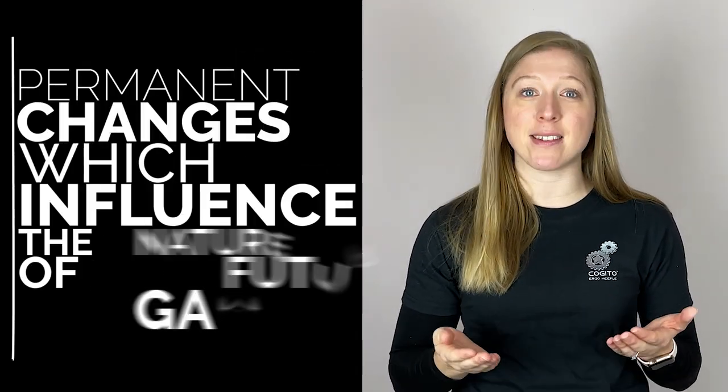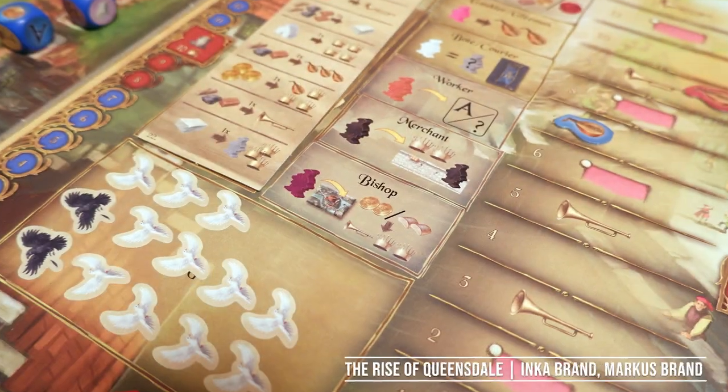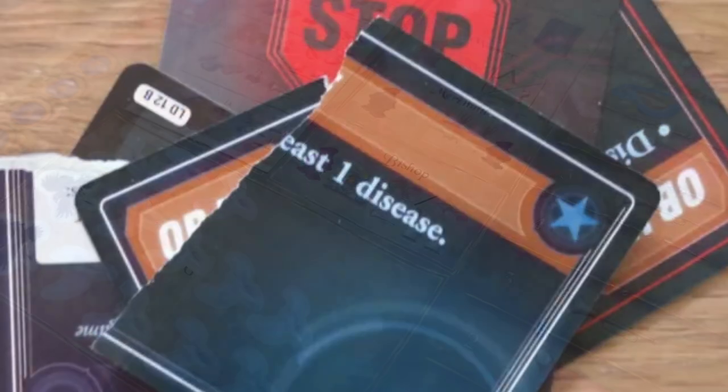So, what is a Legacy game? Legacy as a mechanic is actually fairly simple to define. Legacy games are those which have permanent changes players can make to their games, which will influence the nature of future games. This could be through the addition of stickers, writing on components, or even destroying them entirely. This permanence means that legacy games often have a linear narrative running through them and a clear ending. Although, as we will see, neither of these are necessarily requirements.